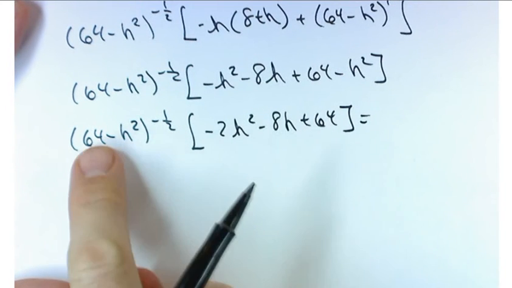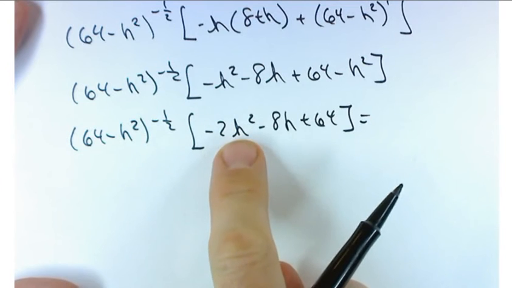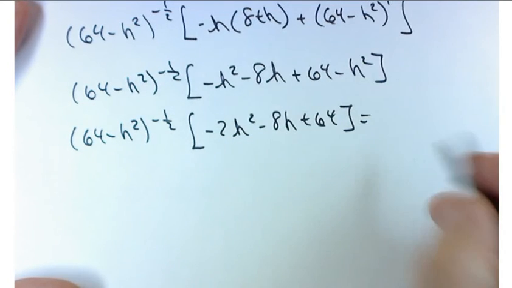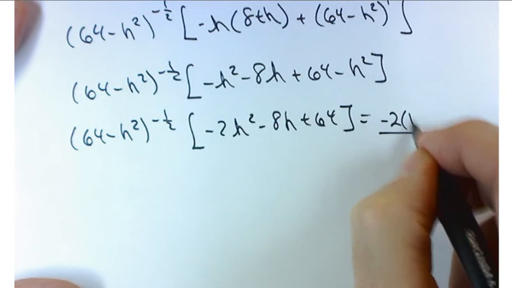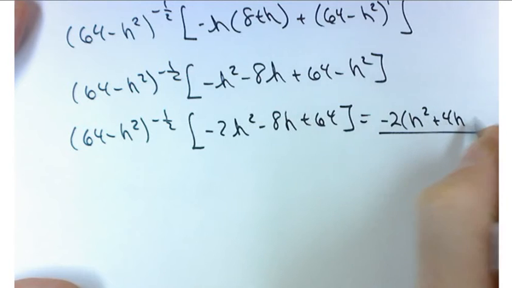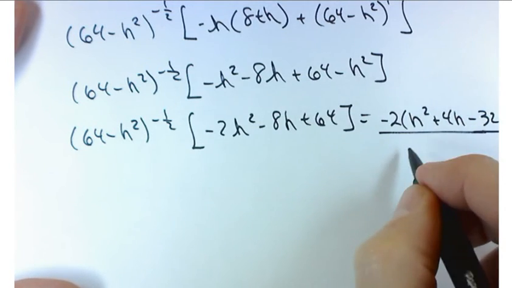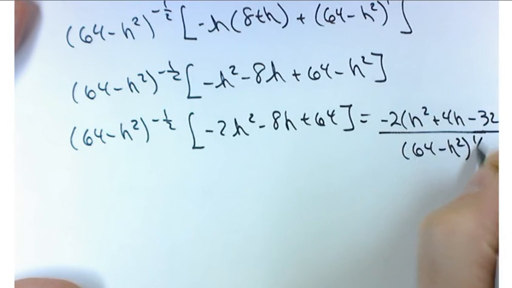I'm going to bring this term down into the denominator. Do you see anything I can do in the numerator? All right, so let's factor out a negative 2. That's going to leave behind h squared plus 4h minus 32 over 64 minus h squared to the 1/2 power.